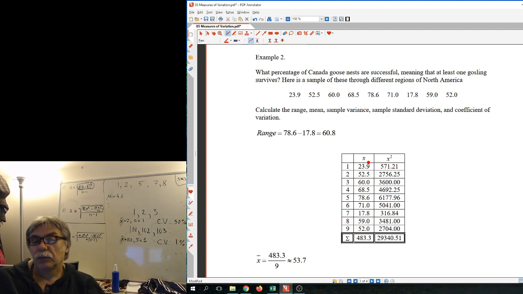Don't need that, but I itemize them here, and then I made the squares here, right? So which means that this 5041 is a square of 71, and the same thing in every row. And then I need the sum of the x's. I get 483.3, and I need the sum of the x squared. So you see I have here 29,340.51. Okay, this is all calculator business.